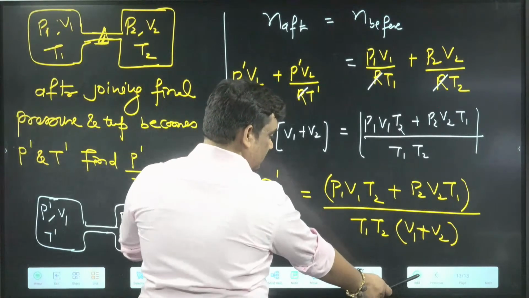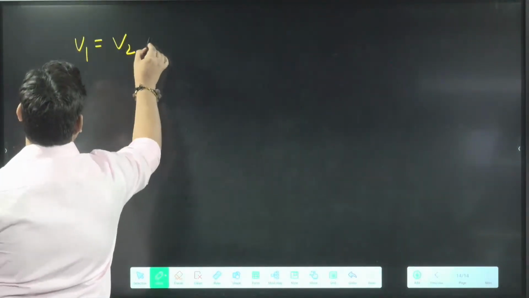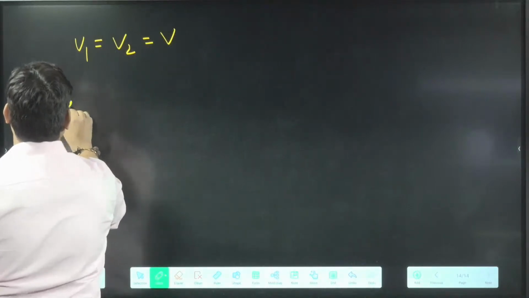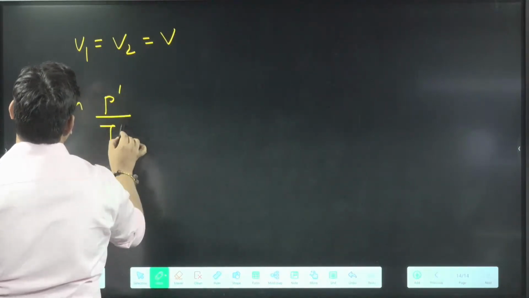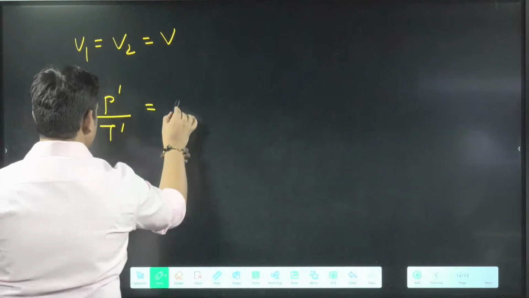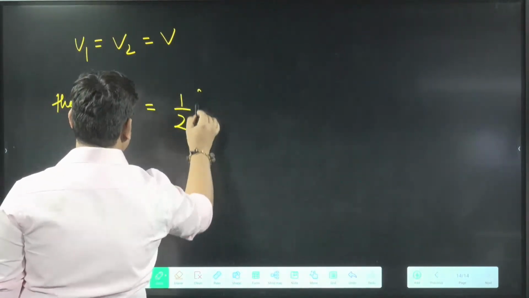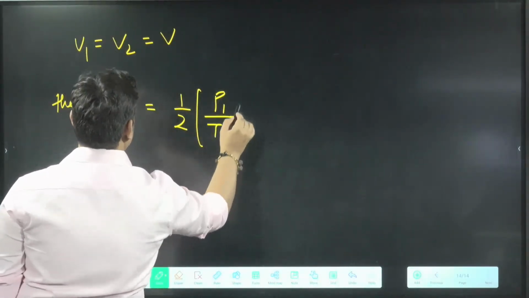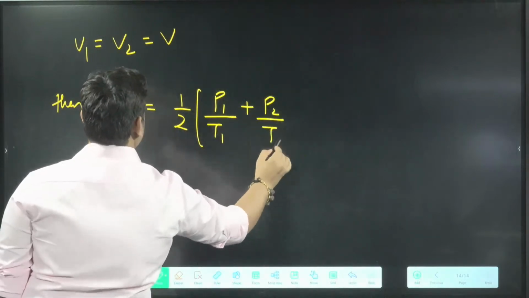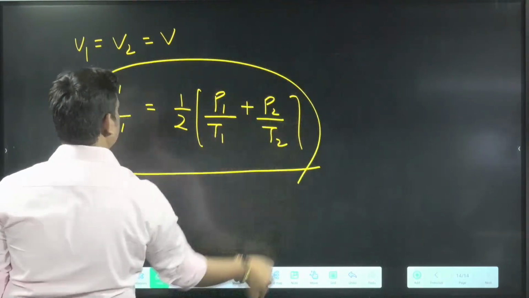I am taking the next page now. They are saying here that if V1 equal to V2 equal to V, then P dash by T dash. Same question, there is no change. Then P dash by T dash, and this will be the answer. This answer you have to match: P1 by T1 plus P2 by T2. If you are getting this answer, this is the answer.